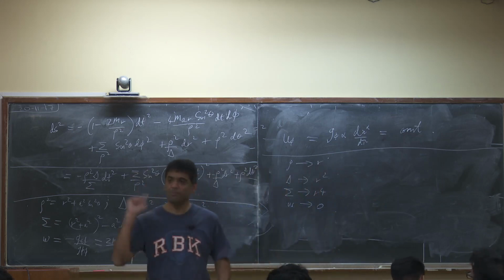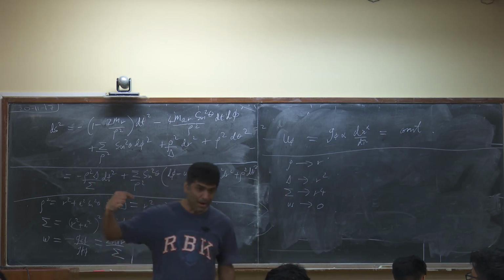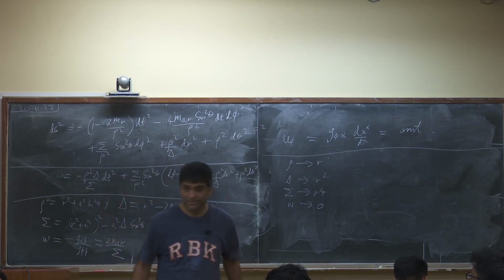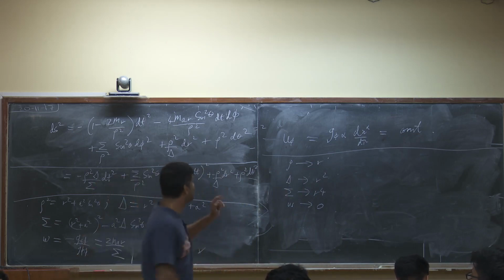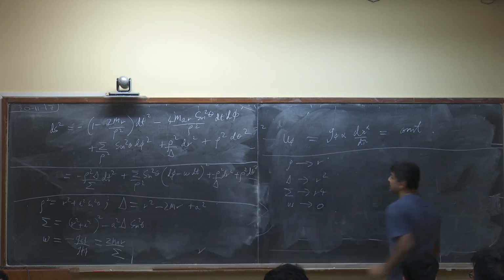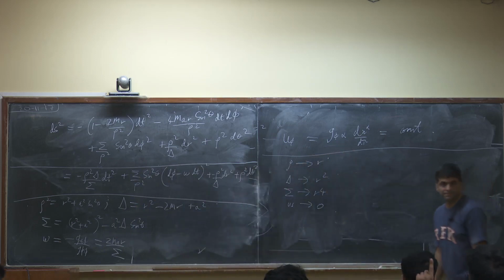Okay, so it's not moving in the phi direction at infinity. But now it comes into the black hole. It comes nearer to the black hole. We want to know what happens. So this equation is already very illuminating.